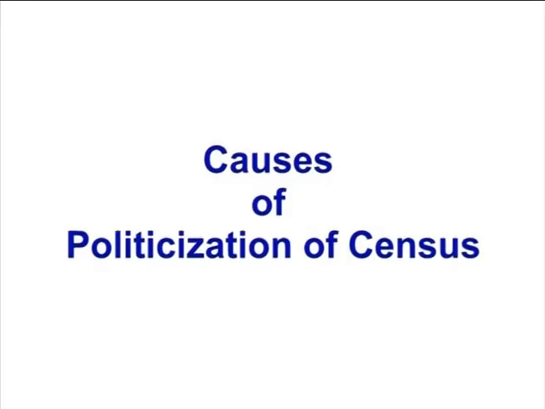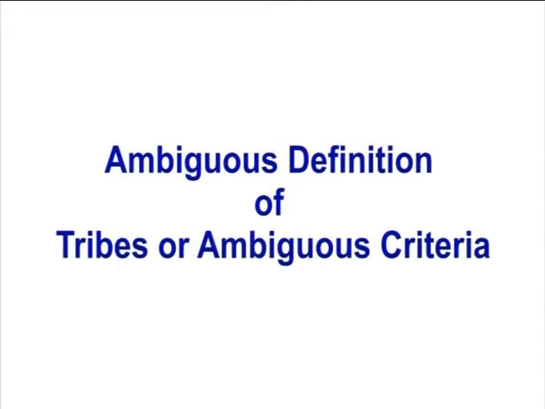The next thing is causes of politicization of census. First one is ambiguous definition of tribes, or ambiguous criteria. The ambiguous criteria used to identify tribes are conducive to manipulation. There are at least five ways in which tribal head counts have been manipulated.